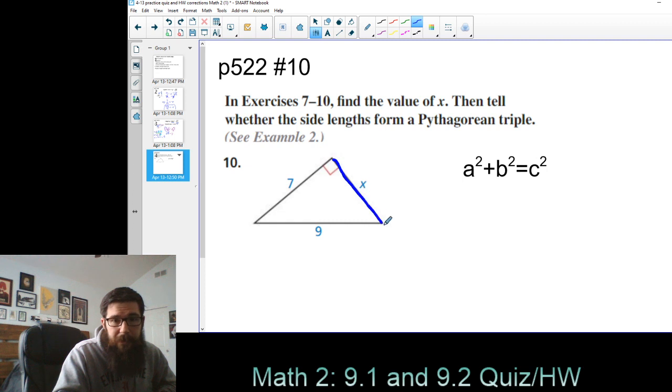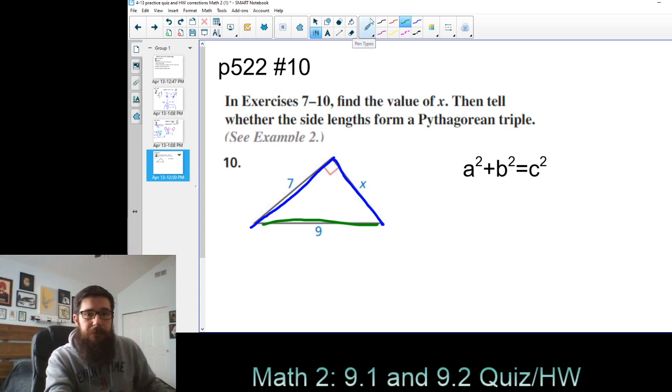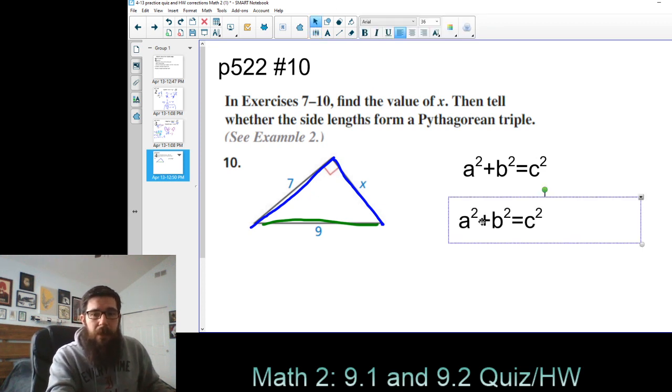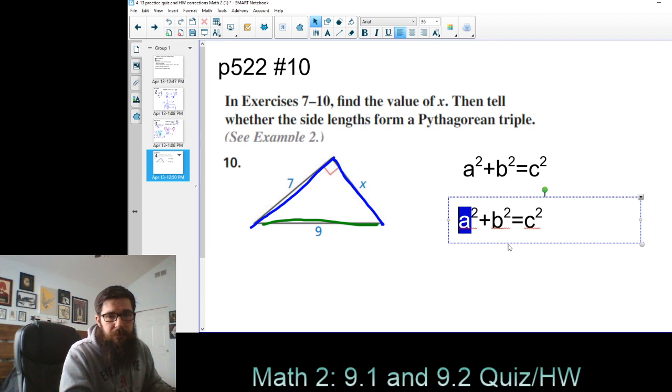A and B are your legs, the things touching the 90-degree angle. I've got 7 and I've got x. 9 is the hypotenuse. That's your C value because it's opposite of that 90. So this is going to change this equation into x, and then I'm going to have a 7 squared, and that's going to equal 9 squared.